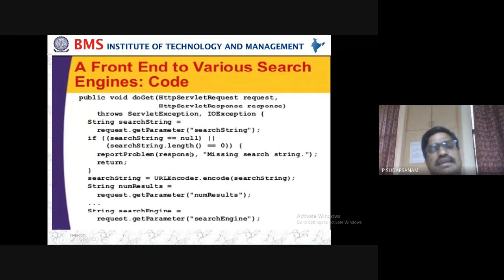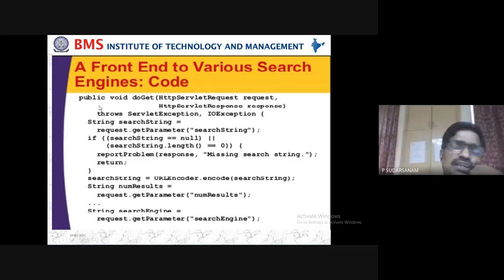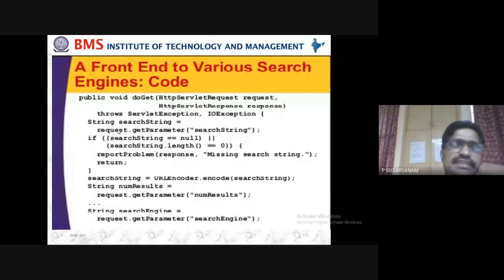Now see the front end examples, various search engines. Here is request.getParameter for the search string, so you are searching for some string. You already know void doGet method with HttpServletRequest; the object name is called request. Another one is HttpServletResponse; response is the object now. Throws ServletException, IOException. Header files are not written here, but normally you can write them.